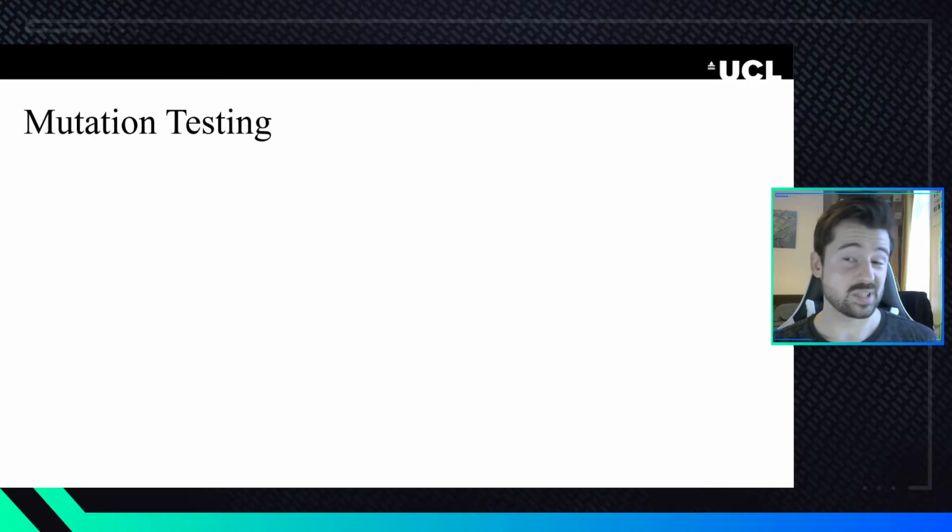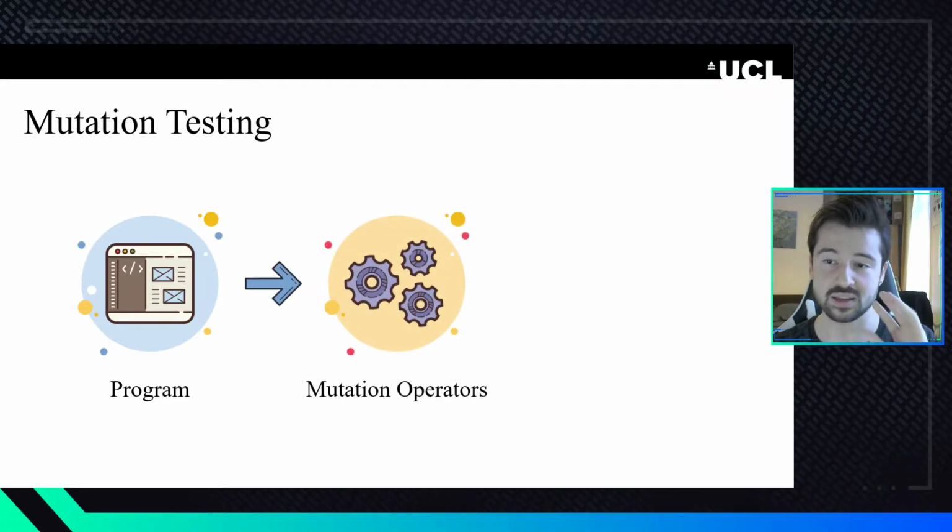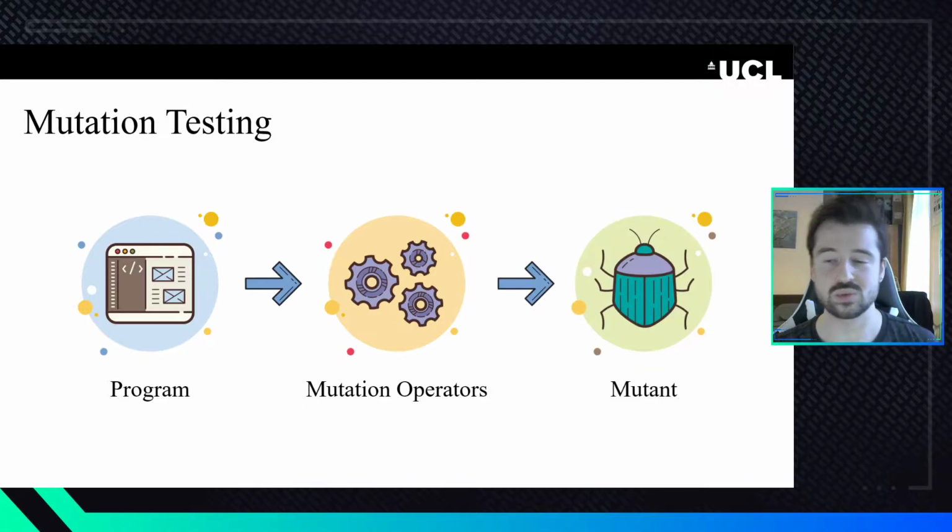If you're watching this presentation, then you might already know about mutation testing, but I'll start with a quick overview on this topic, just to recap. Basically, you have your original program, you apply mutation operators that syntactically change the code, and then you generate a mutant, which is a buggy version of your software.